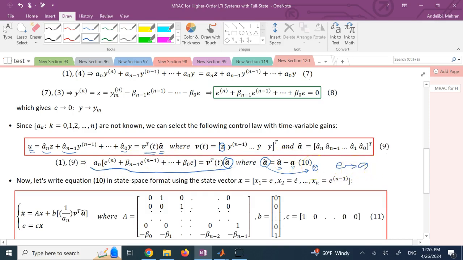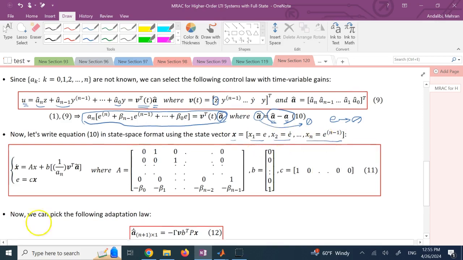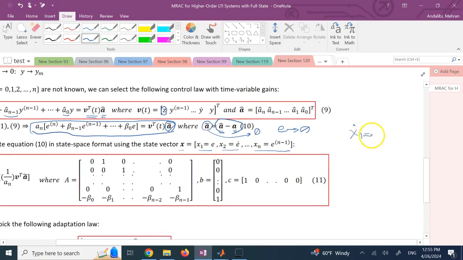Okay, so now what do we pick for this convergence? And the answer is what? The first thing you do, you write this error equation 10 in the state space format by picking the state vector x, where x1 is e, x2 is e dot, all the way to xn, which is the n-1 derivative of e. If you pick your states like that, then clearly x1 dot becomes x2 and x2 dot becomes x3 all the way to xn dot, which is basically equal to the nth derivative of e.